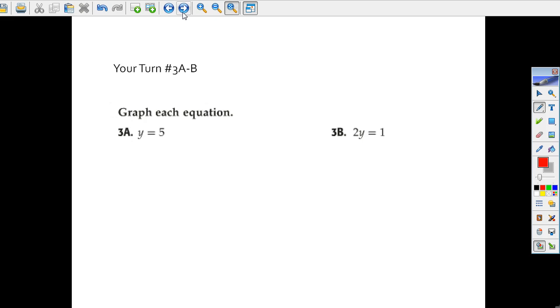Here's your turn 3a and 3b. Graph each equation. So y equals a number, and on your graph that looks like a straight line going sideways, depending on what your y is. Go ahead and graph 3a and 3b.